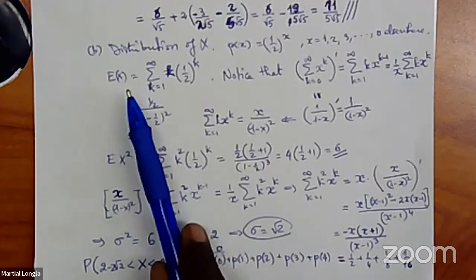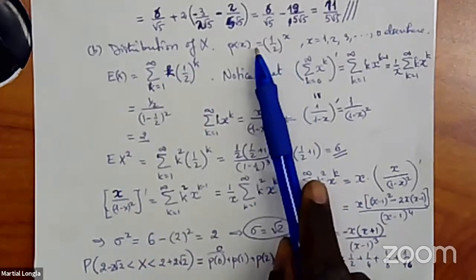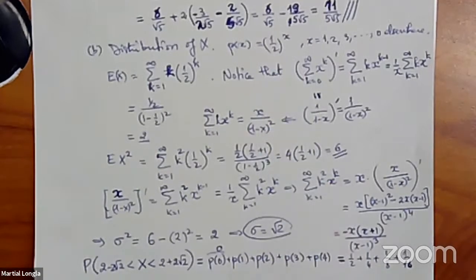Yeah. Problem B, the distribution is P of x is 1/2 to the power x. I got someone in the waiting room here.